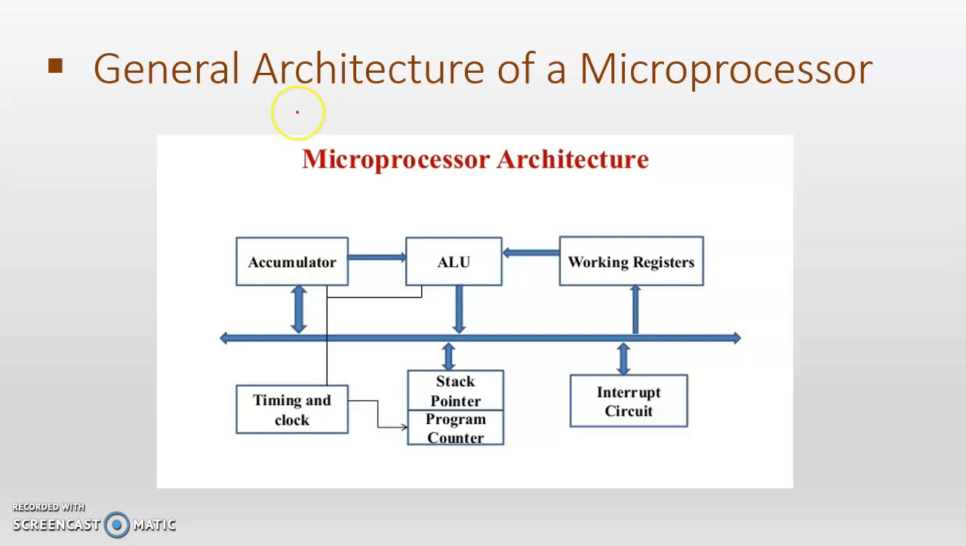So if we see the general architecture of microprocessor, it contains the following blocks: accumulator, ALU, working registers, interrupt circuit, stack pointer and program counter, timing and clock circuit. So if we see the function of each block present in microprocessor, the heart of the block is ALU, which is an arithmetic and logical unit, which performs arithmetic operations like addition, subtraction, division, multiplication, and logical operations like exclusive OR, NAND, NOR, shift, rotate. These operations can be done by this ALU block.